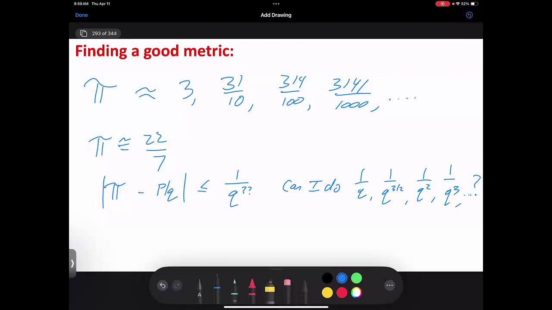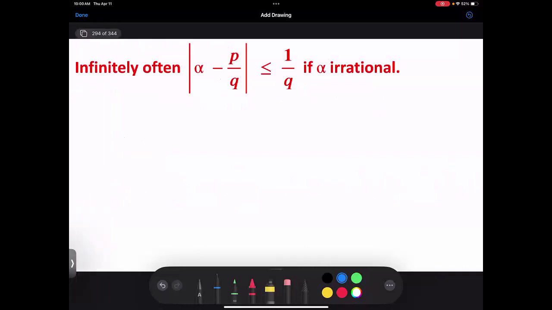And maybe to give myself a little bit of freedom, maybe I'll put some constant here that's independent of p and q. I only care about how well I'm doing relative to the denominator. If I'm off by a multiplicative factor of 5 or 7, I don't really care. But I want to see how well I can approximate. And a good metric is going to be the size. The smaller the denominator for a given level of approximation, the better job I'm doing. So the first result is that infinitely often we can approximate an irrational number alpha by a rational number and be off by at most 1/q.